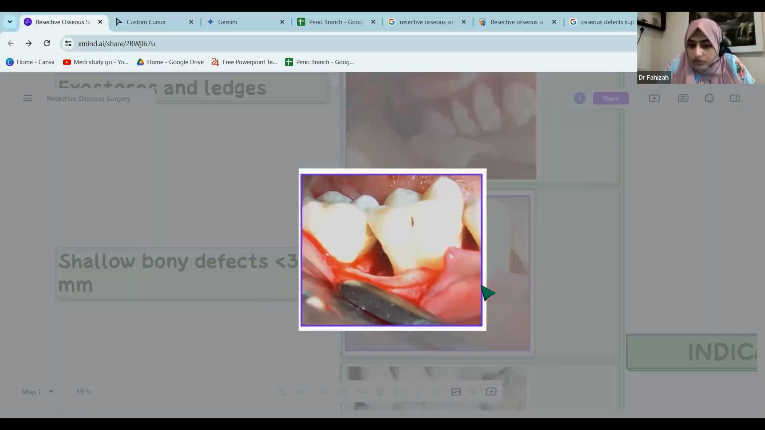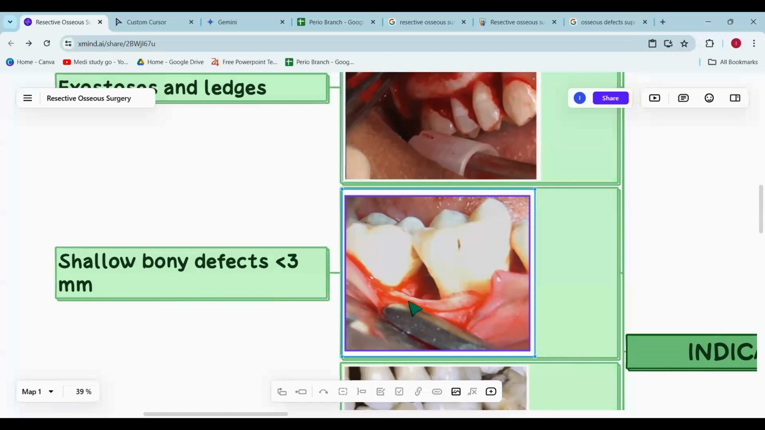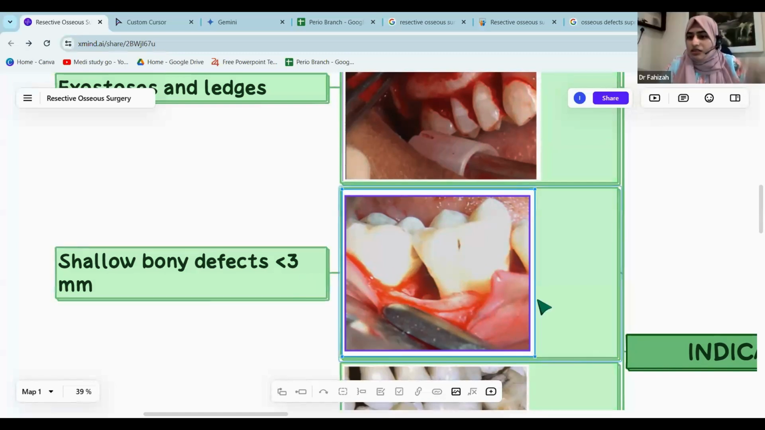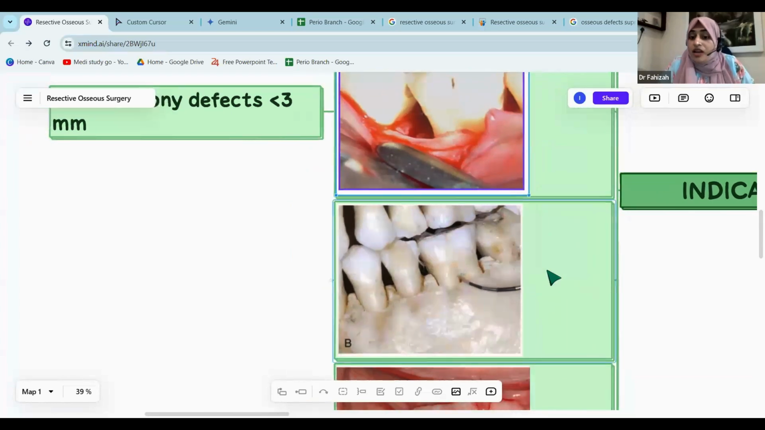So one of the indications for resective osseous surgery is ledges and shallow bony defects, like very small bone defects, less than 3 mm. That is one of the indications.